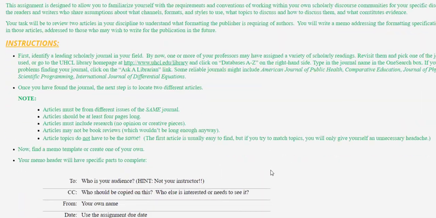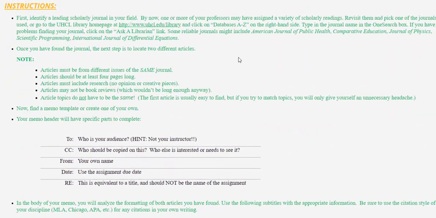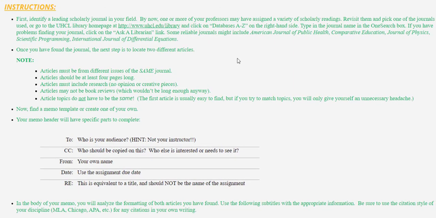So the first thing you need to do is identify a leading scholarly journal in your field. So for example, if you are going into psychology, the American Journal of Psychology is probably a good one to look at. And so if you have something that interests you or something you want to know more about anyway, then go ahead and pull up an article based on something that you're interested in. Look in the library, click on databases. You can click on Ask a Librarian if you need some help, but they'll help you find that. So find a journal, find an article that you like.